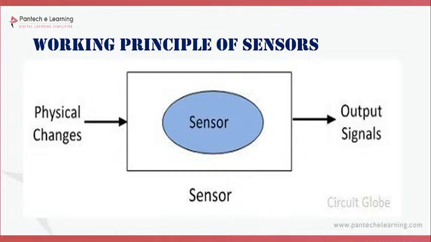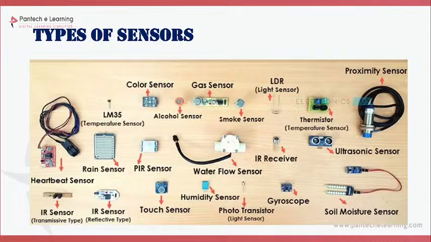Yeah, this is the working principle. Physical changes we are giving, and that output signal will be provided. Then there are many types of sensors available. Color sensor is used to detect the color. Alcohol sensor is nothing but this. Nowadays police are using alcohol sensors to sense whether the driver is drunk driving. At those places alcohol sensors are used.